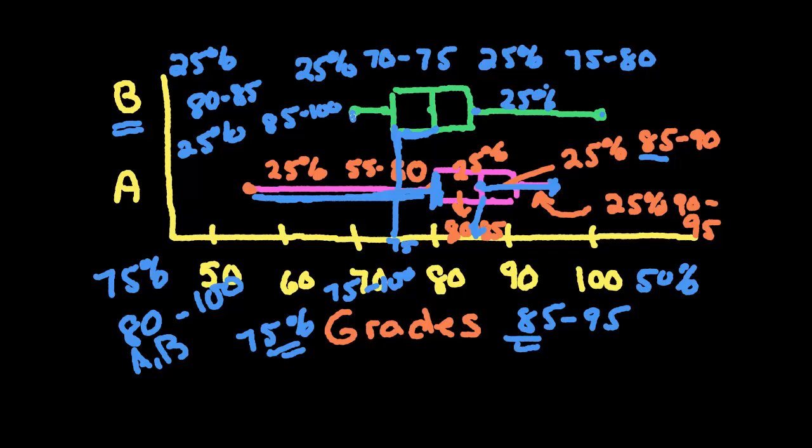But they stopped at a 70. So the lowest grade you could get in Class B is a 70, while the lowest grade you could get in Class A would be a 55. But remember that this only represents 25% of the class. So the same number of students here as there are here, here, and here. And that's where students sometimes get confused: they forget that each piece of this box and whisker plot represents the same amount of data. The same number of students is represented in each of these ranges.